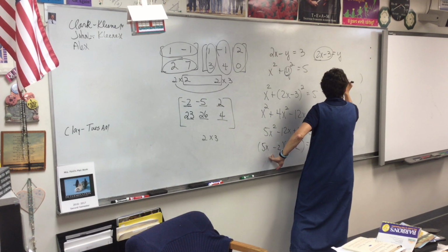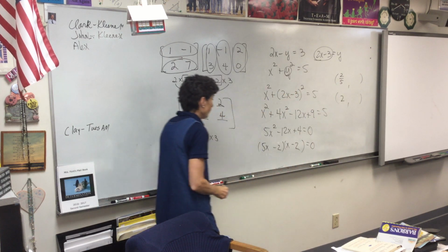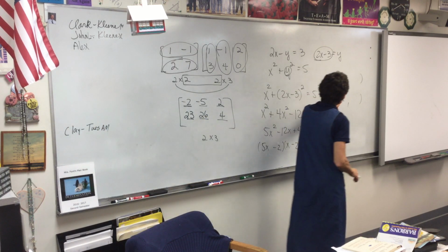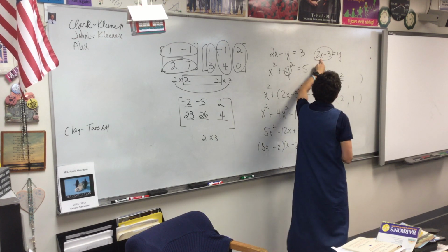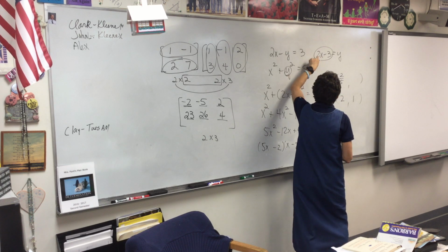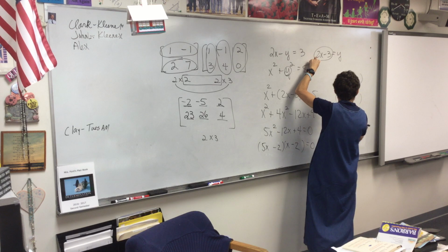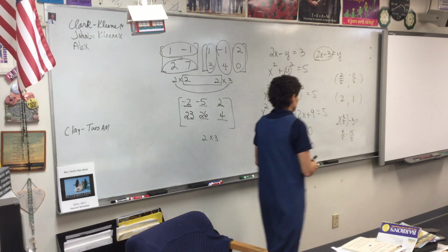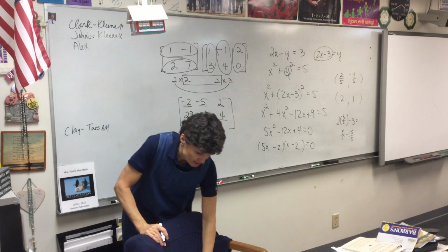Well, 2/5 or 2 are the x coordinates. So I got 2 points, and the x's are 2/5 and 2. I'll do 2 first. If I plug 2 in, looks like my y is 1. And if I plug in 2/5, I get 4/5 minus 15/5, negative 11/5. And there are my 2 points of intersection.